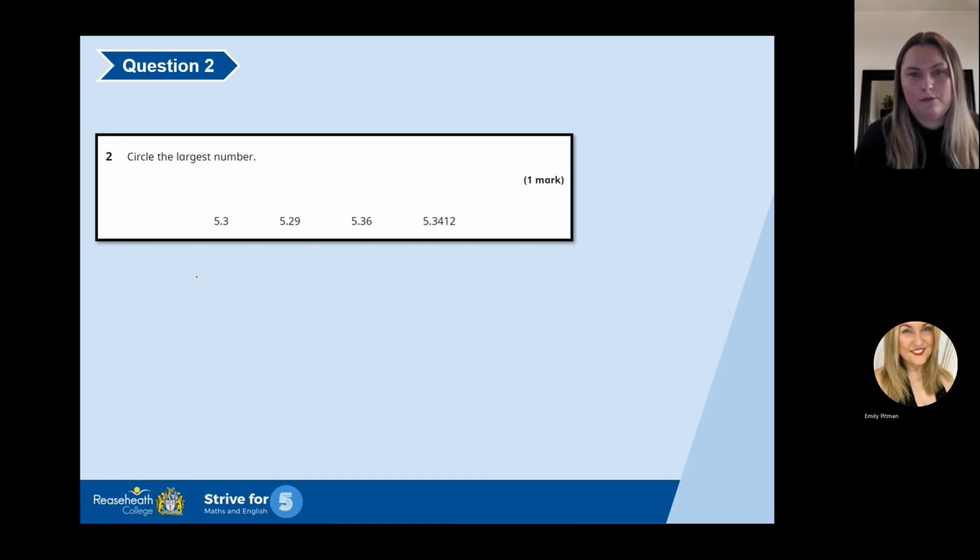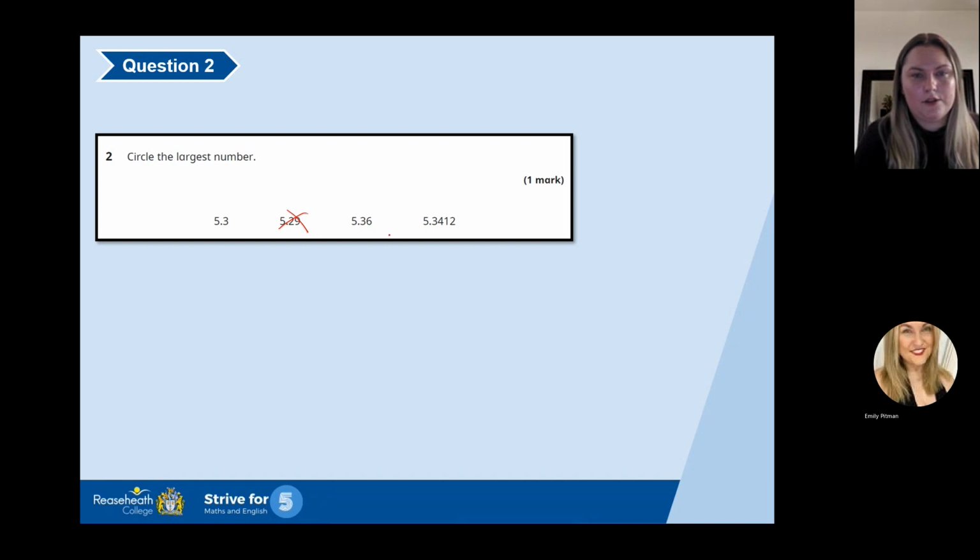Okay, circle the largest number. So this is a bit tricky because all the numbers are quite similar to each other. So you can see here they're all around the 5.3 region. So straight away, the one that points out to me as being the smallest is 5.29 because the rest are all 5.3 something. So I'm just going to cross that out.